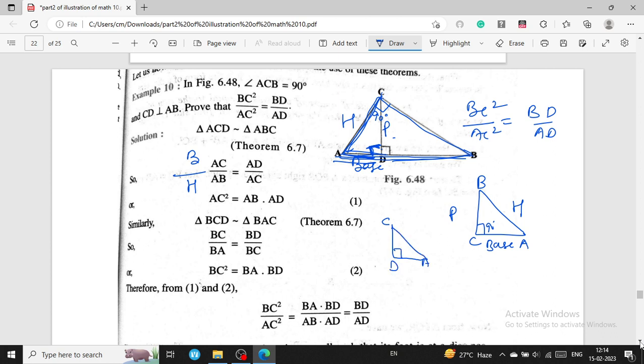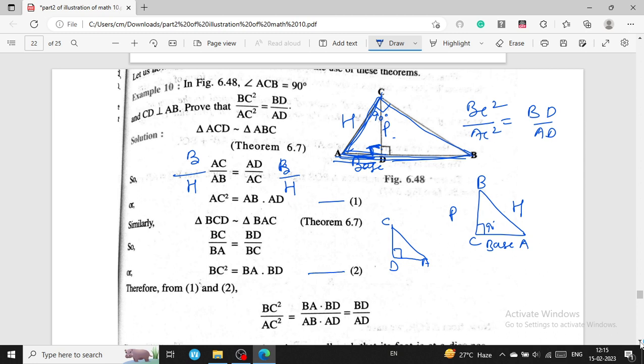Then in this case, AD is the base, AC is the hypotenuse. By cross multiplying, AC square is equal to AB multiply AD. This is the first equation. And similarly, triangle BCD is similar to triangle BAC, we can prove it. BC over BA is equal to BD over BC. BC square is equal to BA into BD.